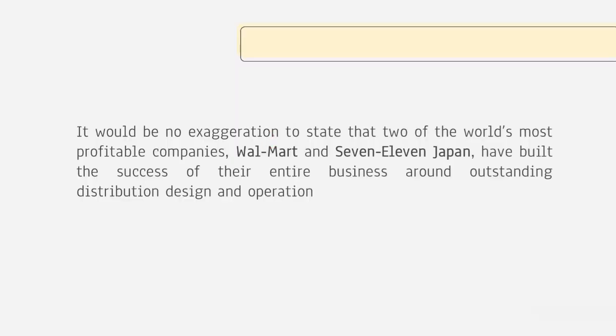So we have here an example, which is Walmart and 7-Eleven Japan. So it will be no exaggeration to state that two of the world's most profitable companies, si Walmart at saka si 7-Eleven Japan, have built the success of their entire business around outstanding distribution design and operation. So bakit sila naging successful in the field of distribution, design, and operation ng supply chain? Okay? So because they make sure na they provide high availability levels of relatively common products at very low cost.